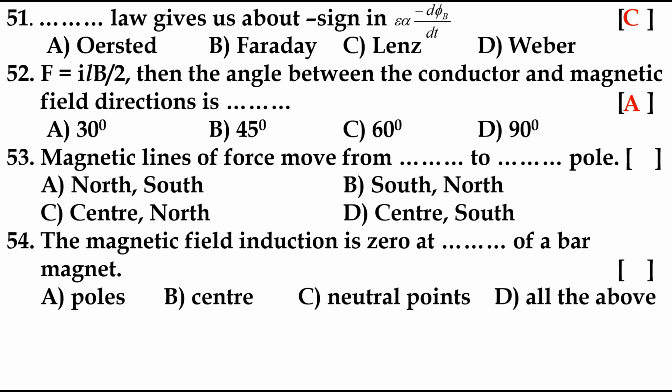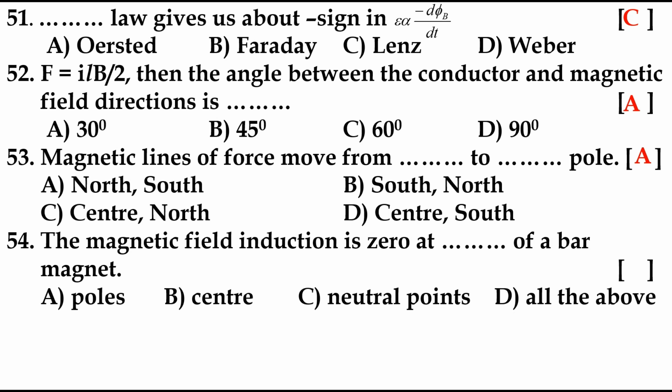53. Magnetic lines of force move from dash to dash pole. Option A. North to south. B. South to north. C. Center to north. D. Center to south. Answer is option A. North to south.